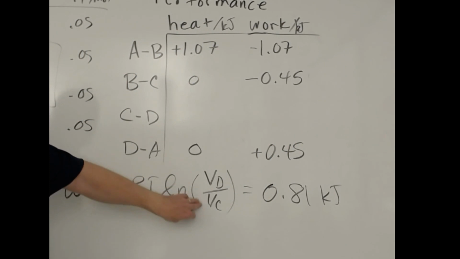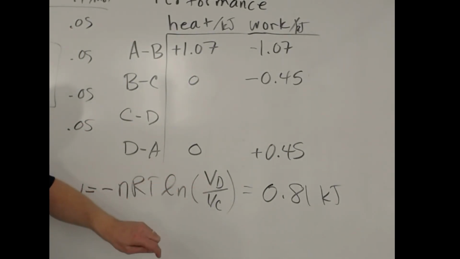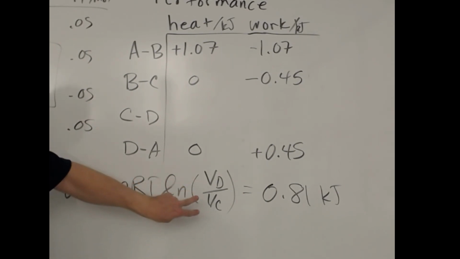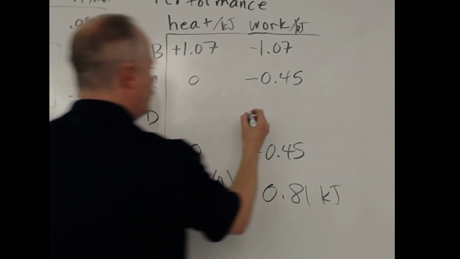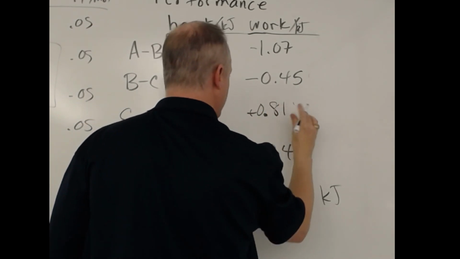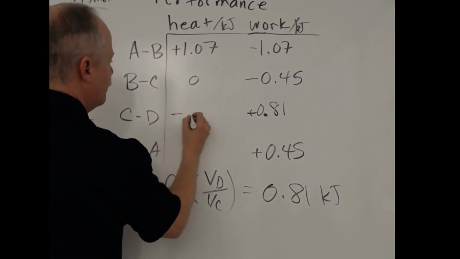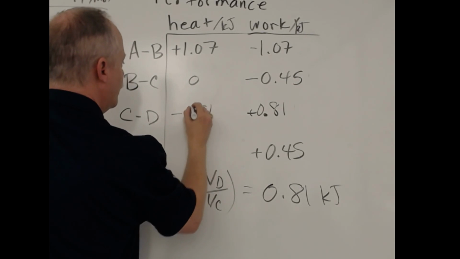Because we had, BC was larger than, let's see, is that right? No, going from C to D, so D over C, that's right. Okay. And so we end up with positive 0.81 kilojoules. And then because this is that isothermal compression, the heat is just the minus sign of that. So negative 0.81. How does that work?